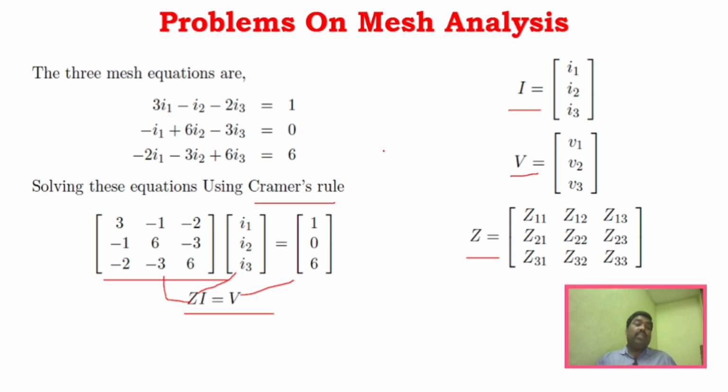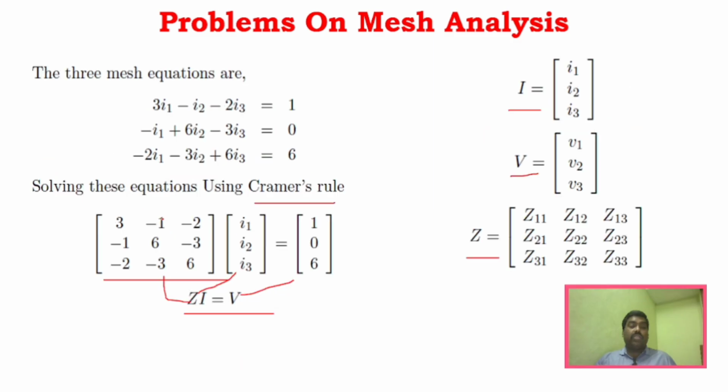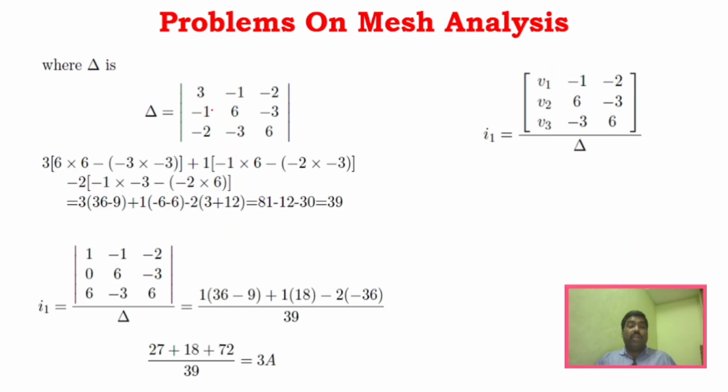Now, how to solve this expression, right? So it's very simple. First, you need to find out del. Del is nothing but the modulus of this particular matrix. So if you find the modulus of that particular expression, you will find it is 39. And now we need to find out I1, I2, I3, right? So for I1, what you have to do? You have to remove this alone, right? This alone, you mention it as V1, V2, V3, right?